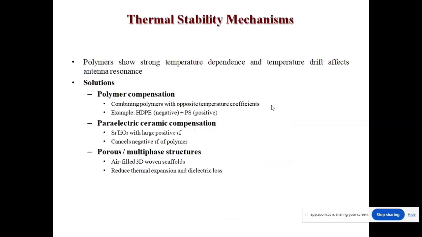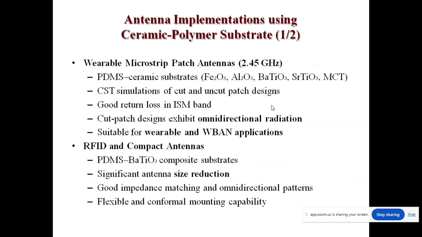So polymer compensation, the combination of polymer with opposite temperature coefficient, can be done. And paraelectric ceramic compensation, such as barium titanium, that can be done, and it cancels the negative value of this polymer. So the thermal property can be modified. Okay, antenna implementation using ceramic polymer substrate.